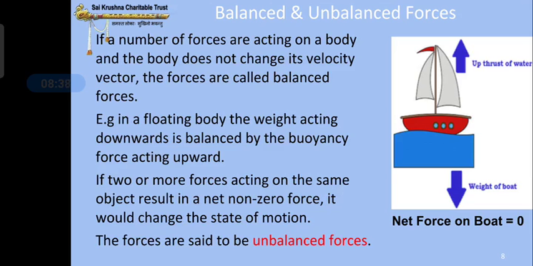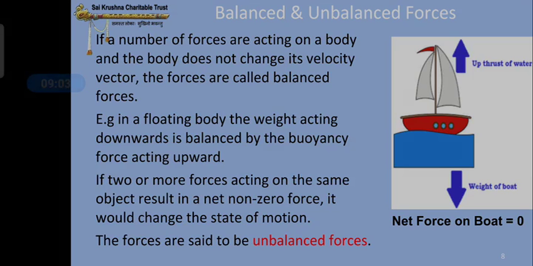If two or more forces acting on the same object result in a net non-zero force, it would change the state of motion. So the forces are said to be unbalanced forces. So when does any object move? If any one person is applying more force than the other, then the object moves. Yes or no? Which means there what happens? It is unbalanced force. The force is not balancing. Hence the object will move. Clear?